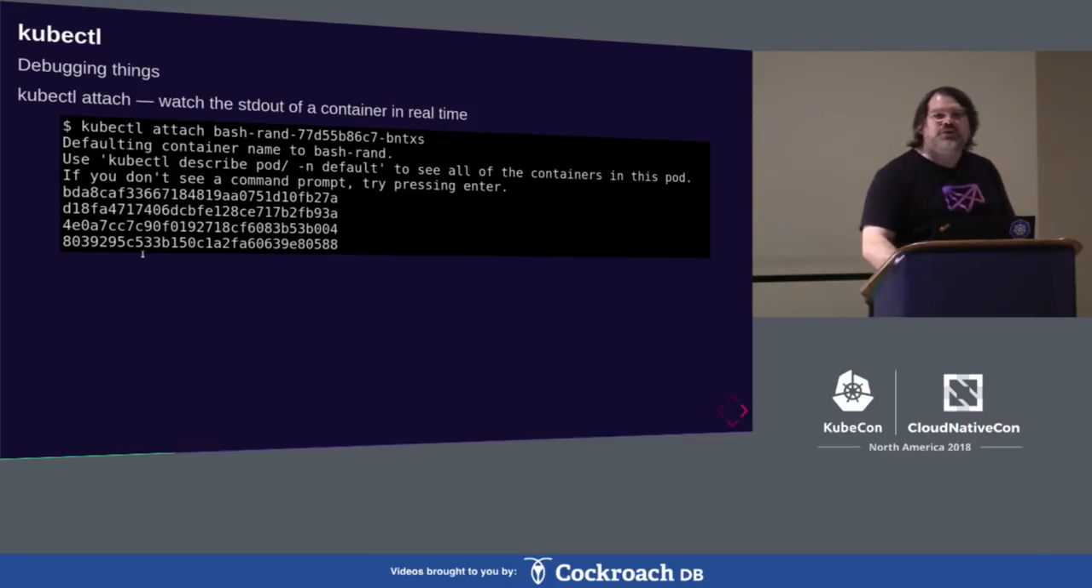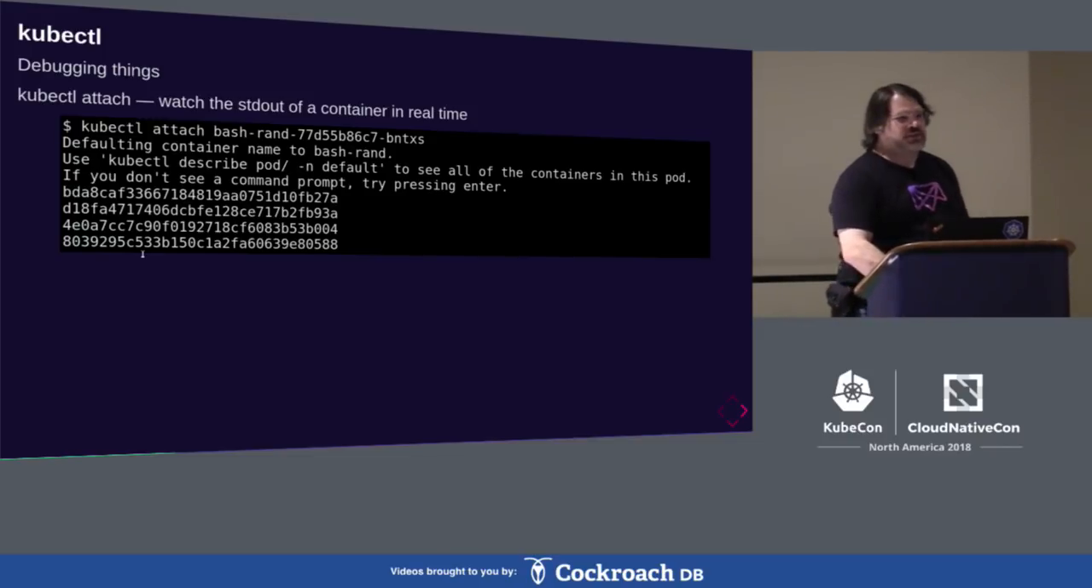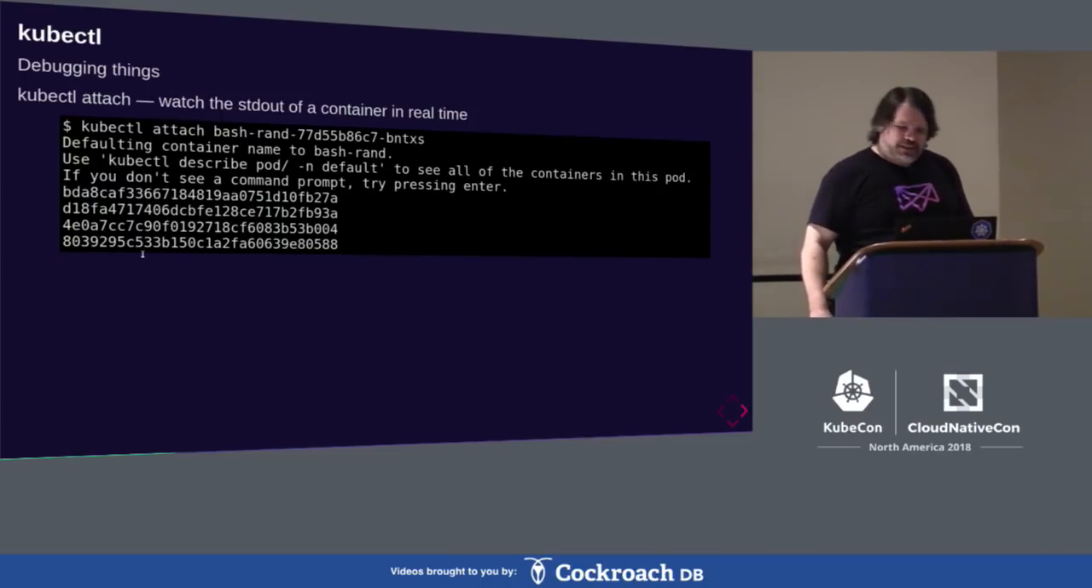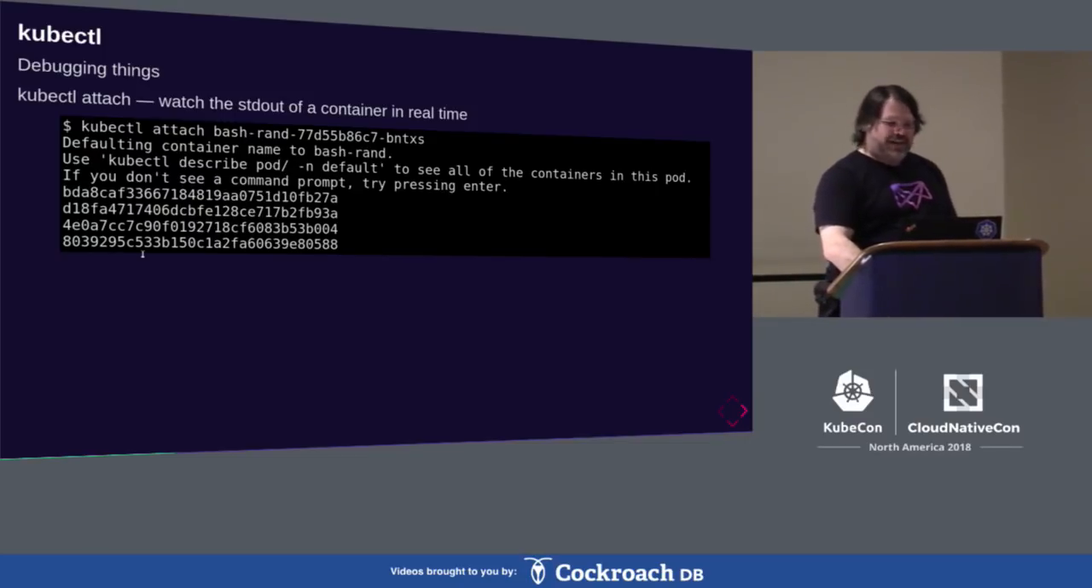Some of the lesser-known kubectl things that you can do: kubectl attach. You can watch the standard output of a container in real time. If you read the documentation, it will say that you can actually send signals to the process. I've never gotten that to work, and I was talking to one of the Kubernetes maintainers yesterday at Contributor Summit, one of the CLI people, and I said, hey, what about this? I've never been able to get this to work. And he went, oh yeah, I never have either. So I didn't feel so bad anymore.